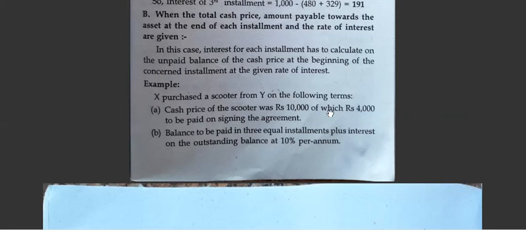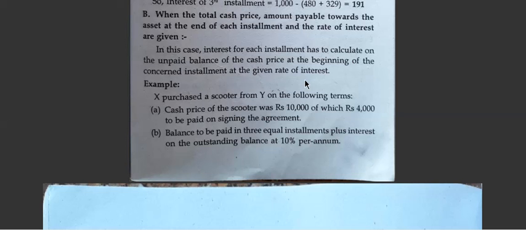See, in the problem I'll explain to you. X purchased a scooter on the following terms. Cash price of the scooter rupees 10,000, of which rupees 4,000 to be paid on signing the agreement, and the balance to be paid in 3 equal installments. Now 10,000 minus 4,000 is 6,000. Now 6,000 will be paid in 3 installments. Installments means 2,000 each, but interest is not added, plus interest 10%. Rate of interest is given, but in the problem they have not given the total installment amount including interest.